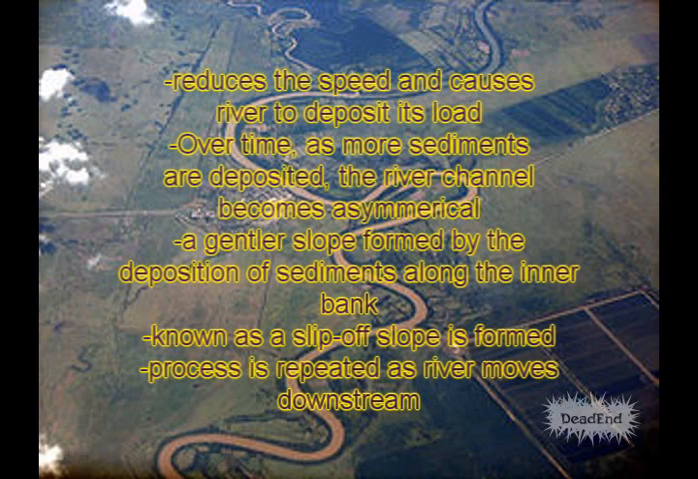Over time, as more sediments are deposited, the water becomes shallower at the inner bank and the river channel becomes asymmetrical. A gentle slope formed by the deposition of sediments along the inner bank, known as a slip-off slope, is formed. This process is repeated as the river moves downstream.